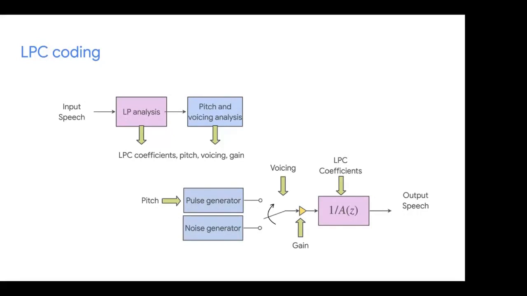So you do a linear prediction analysis, and then you do a pitch and voicing analysis from the residual after inverse filtering. Basically, you take the speech and you filter it by multiplying with A of z, and then you get the flat residual, and from that you do a pitch analysis, and also make a decision whether it's voiced or not. So these coefficients are quantized, sent over the channel, and used at the decoder, and we have an LPC generator here. Whether it's voiced or not, you use a pulse generator, very simple impulses, or a noise generator. The periodicity is controlled by the pitch. And then you have a gain.